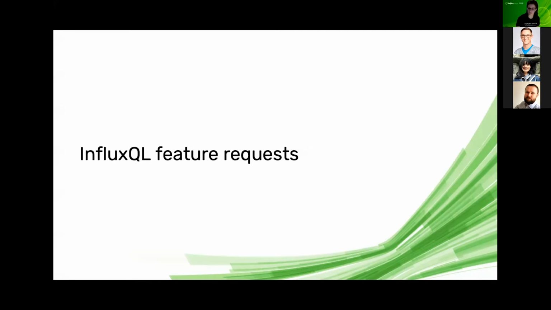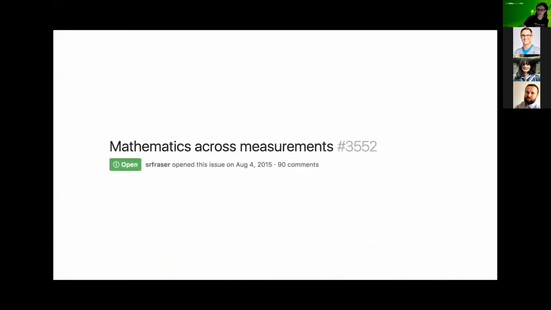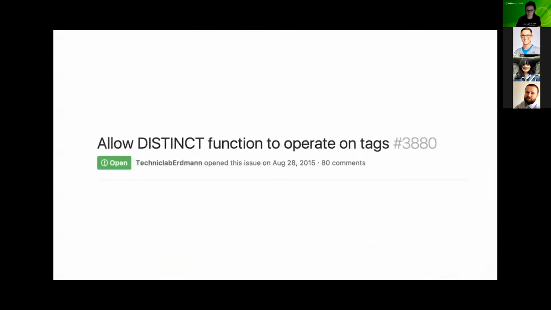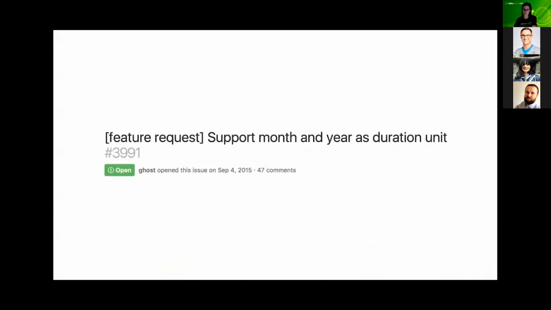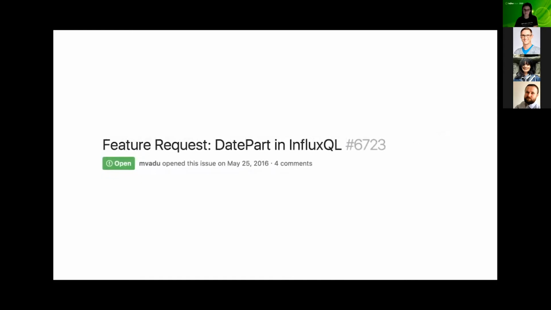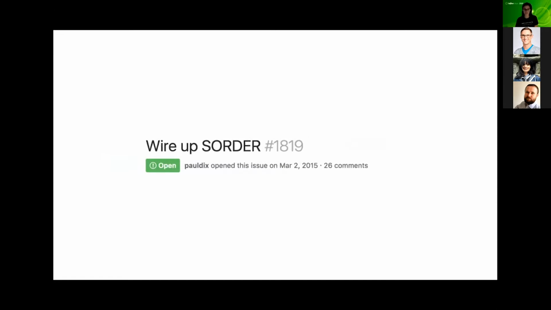So the things I'm talking about specifically are things like mathematics across measurements, the ability to use the distinct function on tags, supporting different ways to slice and dice your data in terms of time, month and year as a duration, date parts, basically saying, I want to pull back 8 a.m. to 5 p.m. BST for Monday through Friday. Different orderings of your data and limiting the number of series that you're pulling back. Support for a having clause so you can filter after a group by.